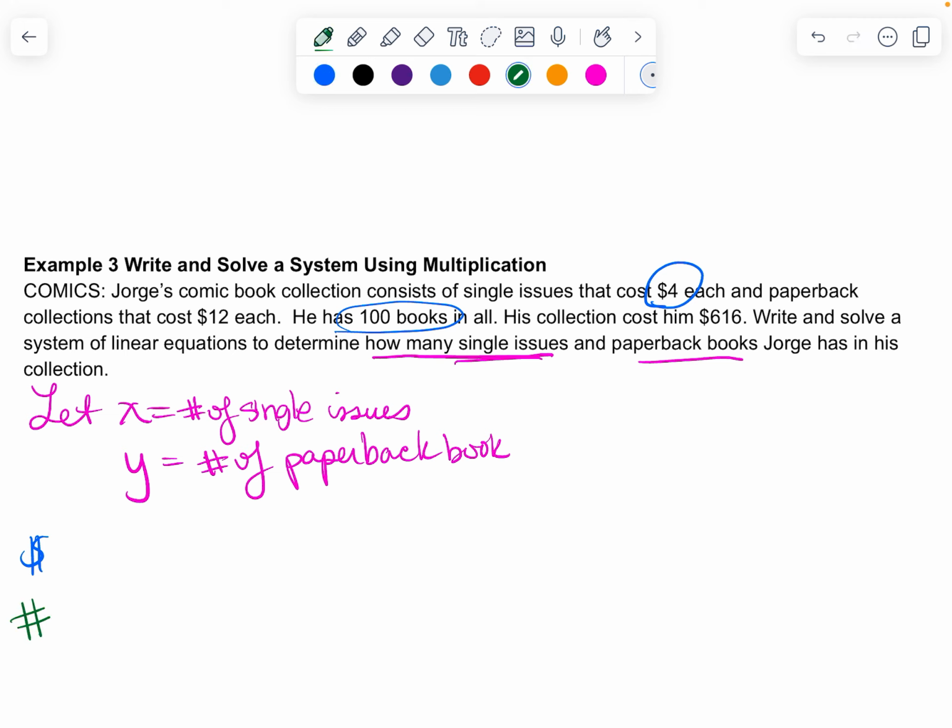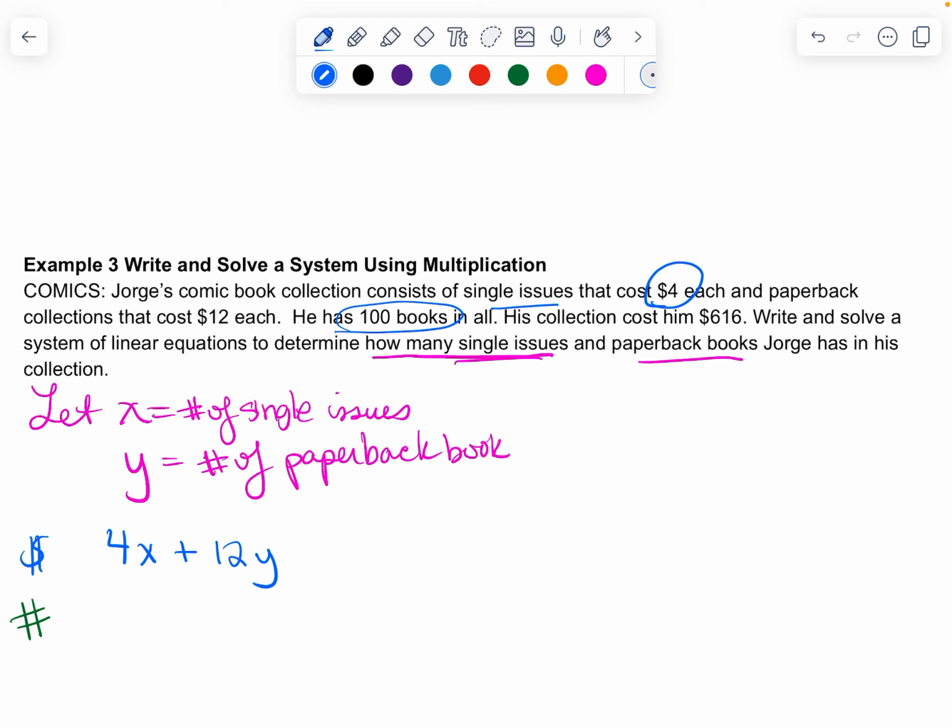So if I'm talking about money, it tells me a single issue costs $4. So 4x. Now, how did I know that was multiplication? Well, if one book costs $4, two books cost $8, three books cost $12. How do I find that? I take $4 and I multiply it by the number of books that I have. Plus, it costs $12 for a paperback.